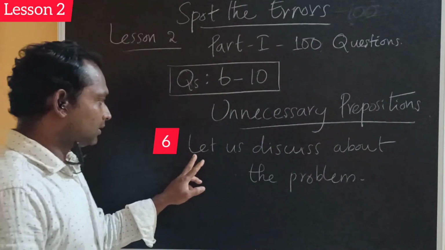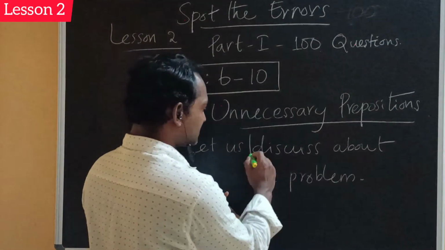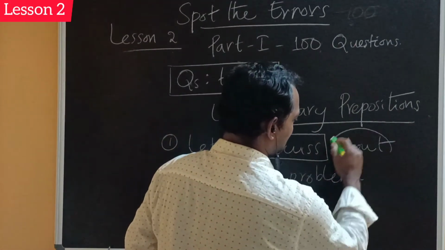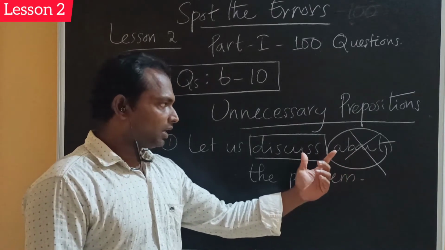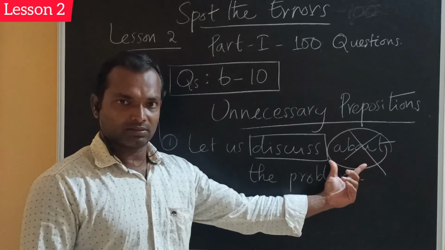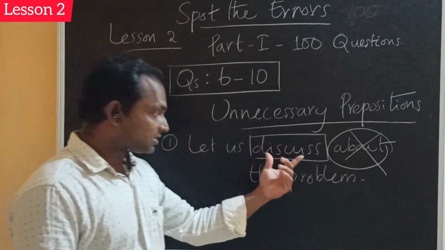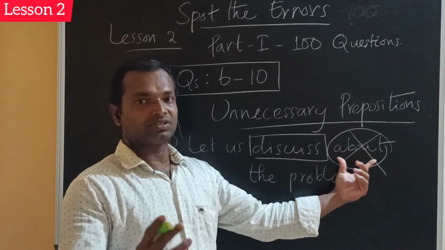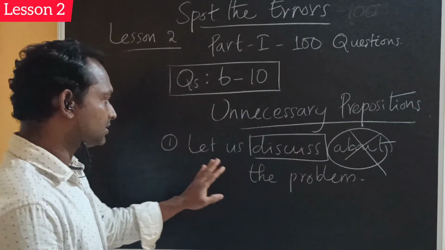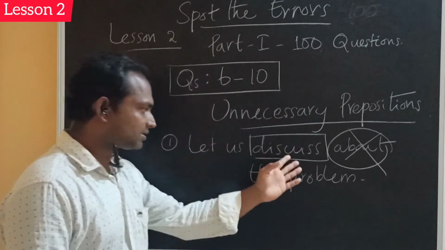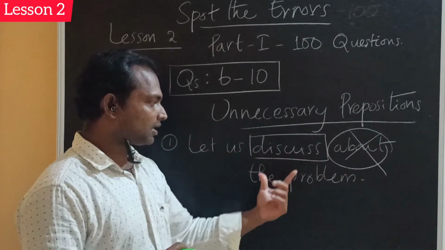The first sentence is, let us discuss about the problem. This verb does not take the preposition. Here, this is a preposition, and we use this preposition unnecessarily. Remember, this verb does not take any preposition. So remove the preposition. Then the correct sentence is, let us discuss the problem.